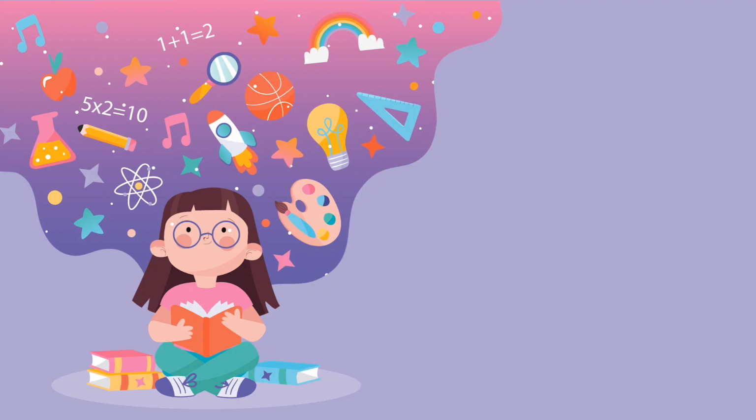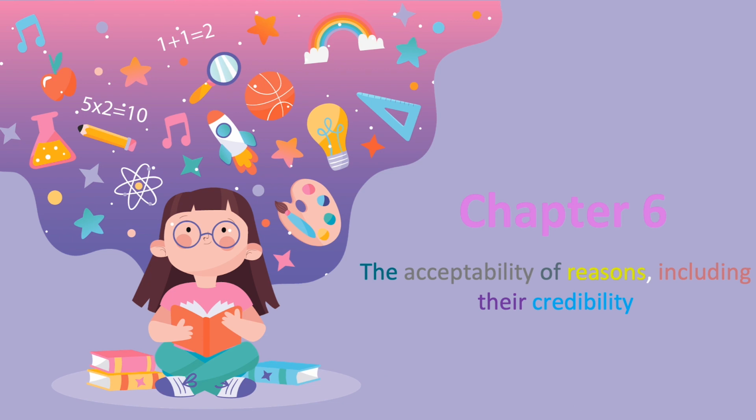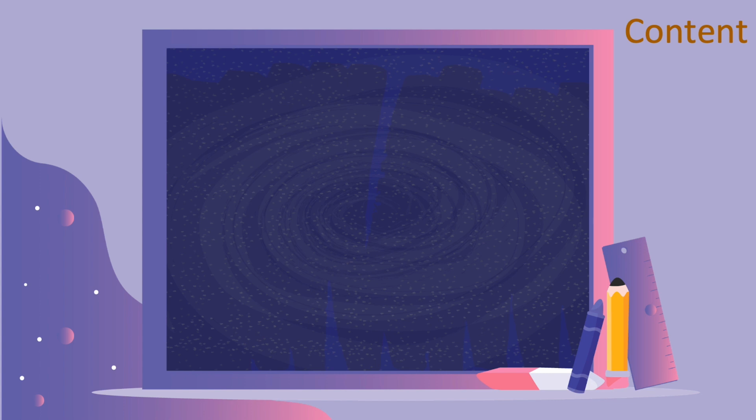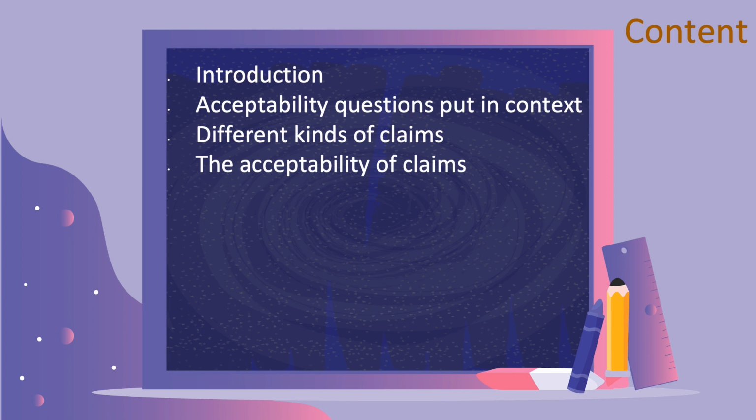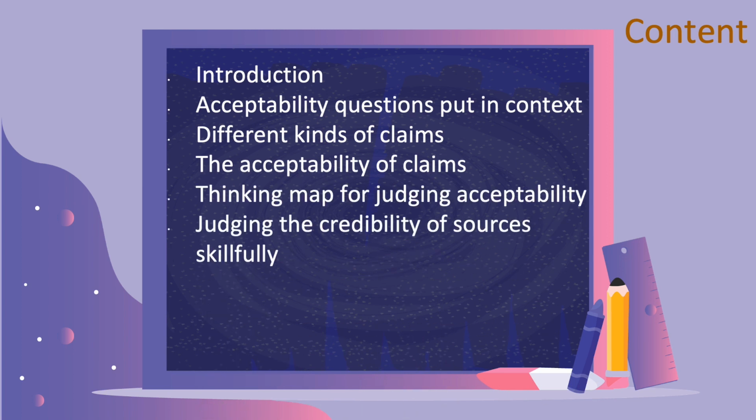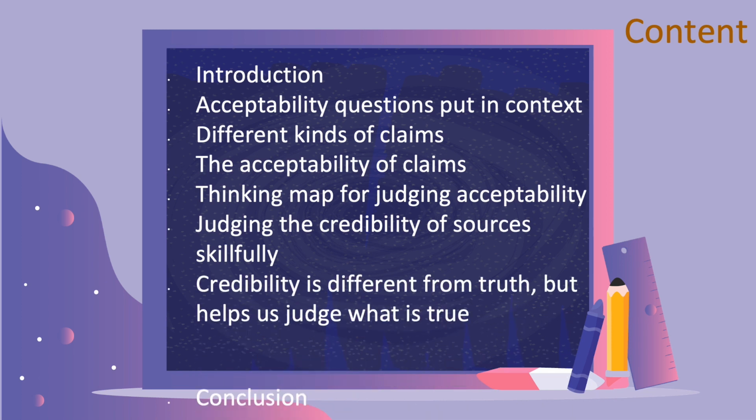Today, we are conducting a video presentation about Chapter 6, which is focused on the acceptability of reasons, including their credibility. This is the content for our presentation. There are 7 points, which include the introduction, acceptability question put in context, different kinds of claim, the acceptability of claim, thinking map, judging the credibility of sources carefully, have people judge what is true, and conclusion.